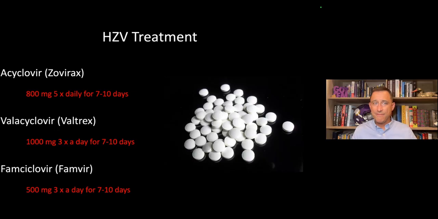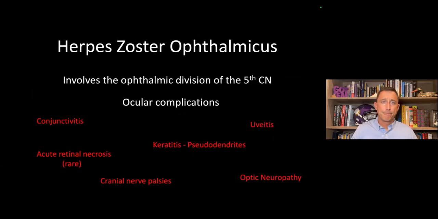Here are your HZV treatments: acyclovir, valacyclovir, famciclovir. These will be in your handout as well. This is for review. You want to get these patients on oral treatment as quickly as possible when you identify it as HZV. Keep in mind that herpes zoster ophthalmicus can present with a lot of other things as well. The key is you've got to start the oral, and then you may manage the uveitis with a topical steroid, or you may manage the keratitis with a topical steroid.